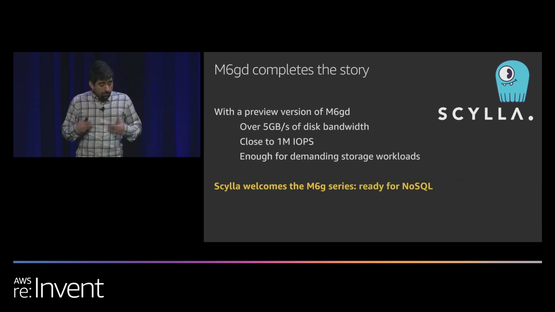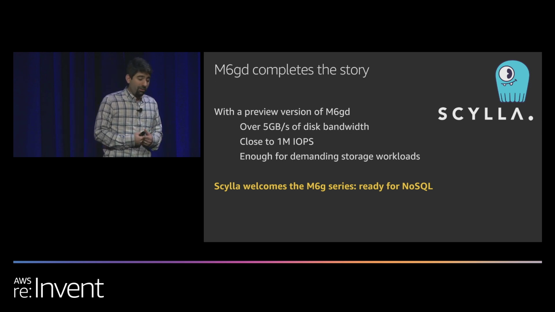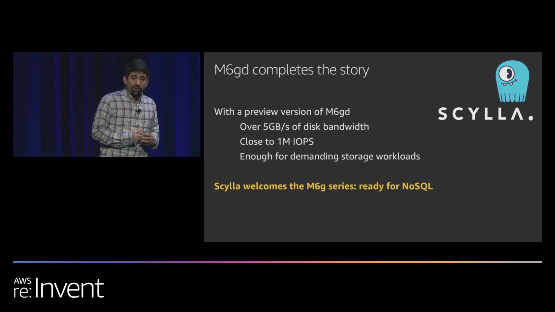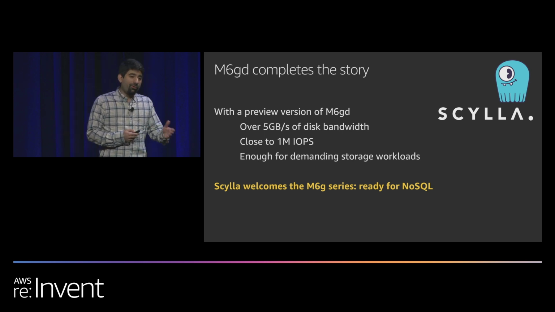So we let them use an M6GD, one with instance storage, for a little bit. And they found they could get over 5 gigabytes a second of disk bandwidth. They could extract nearly 1 million IOPS. And again, in their words, they welcome the M6G series. It's ready for NoSQL.